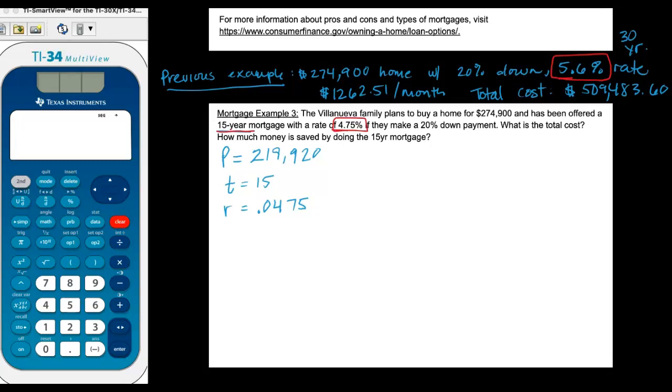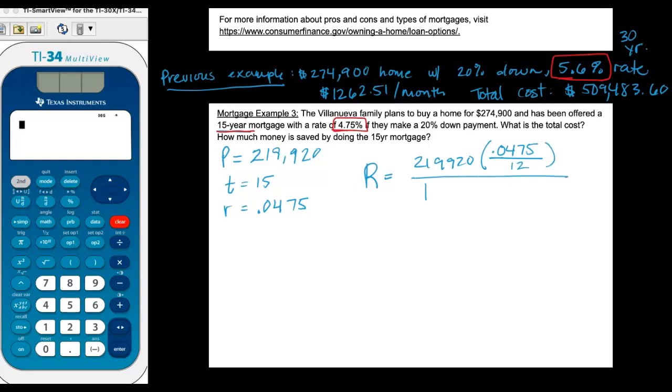And so what is the total cost? We found the monthly payment and total cost with the last example. Now let's look at what happens when we change the term and make it shorter, and then the rate's a little bit less. Let's see what happens in terms of the payment and then the total cost. So we're going to use the monthly payment formula just like we did before, only instead of that previous rate of 5.6%, I'm going to put 0.0475, the decimal equivalent of 4.75%, divided by 12.